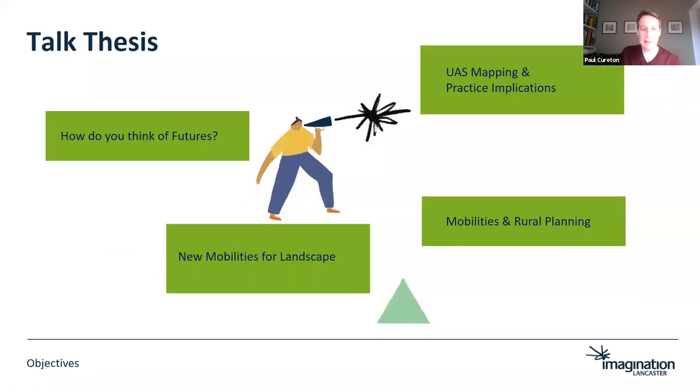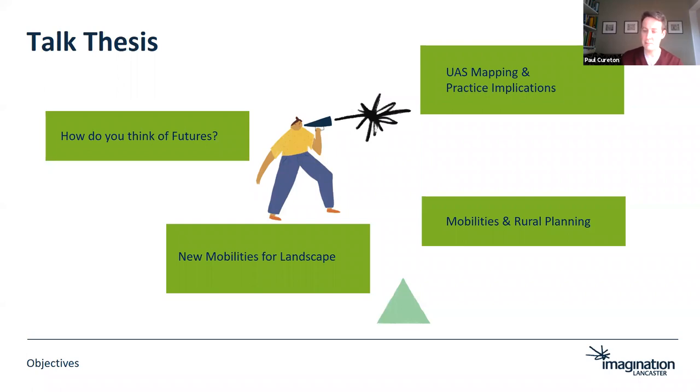And so this is what I'm talking about today. This is the talk thesis. What I'm saying in this PowerPoint, if I'm rambling on for this whole session, just come back to this slide and say that this is what he's actually said, rather than his terrible jokes. We need to think about what futures we have, and how they're constructed. We need to think about new mobilities for landscape that are present. We need to think about the use of unmanned aircraft systems, or we can call that drones.